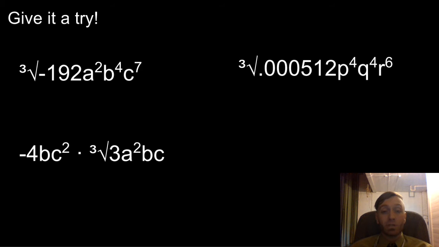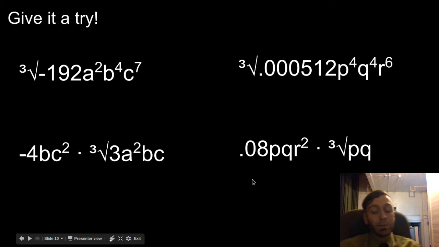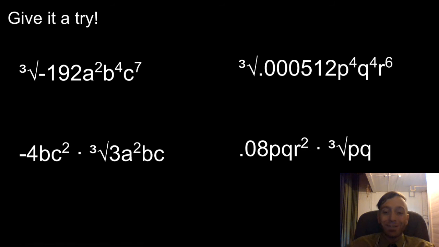Right, 512 is a perfect cube, so you just got to figure out how your decimals work out. And we should have gotten 0.08 pqr squared times the cube root of pq, right? Or you could say 8/100ths pqr squared times the cube root of pq.